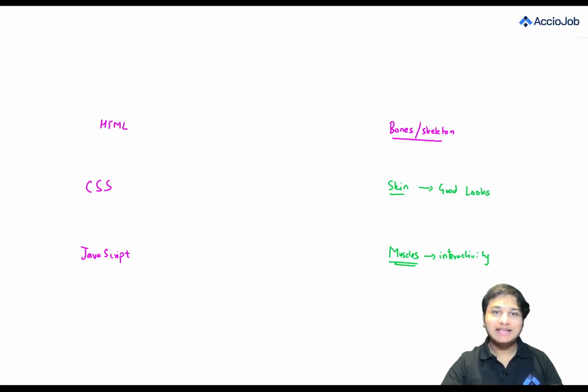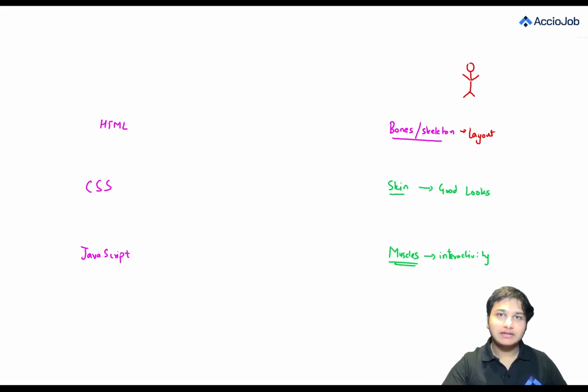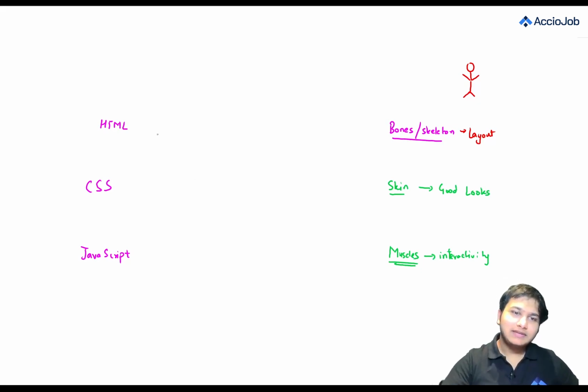Okay, and what do bones and skeleton do? Well, that is a pretty easy question to understand. Obviously it provides us a layout to our body, right? So these bones that we have, this is the HTML. Make it beautiful, that is the part of skin, and make it interactive, that is the part of muscle. Just like this, HTML, CSS, and JavaScript also work in a very similar way. Okay, so let's start with HTML.